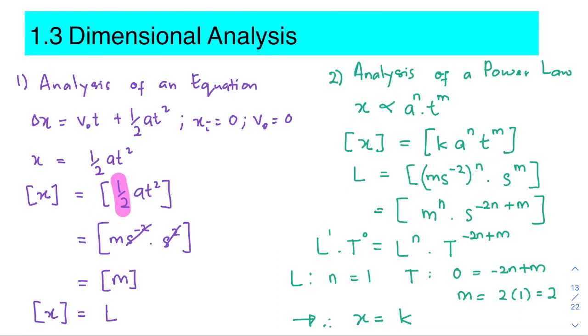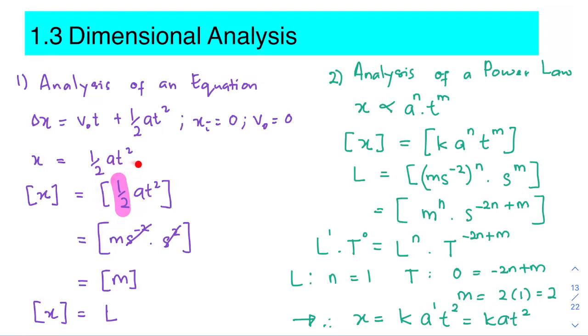That is the weaknesses. Then a to the power of n, power 1, and then t to the power of 2. Right? Or in simple terms, k a t squared. So if you see here, this is actually a hint, right? It is quite similar to this, isn't it? So actually, k here is a half. But then we cannot get it by using dimensional analysis.